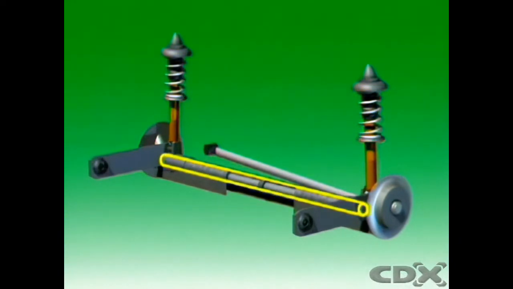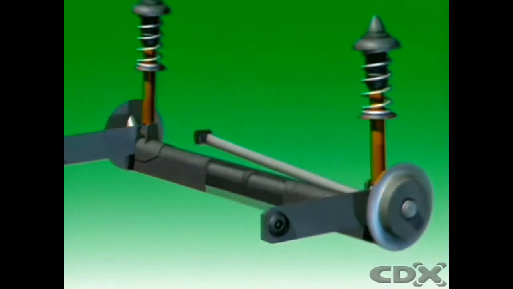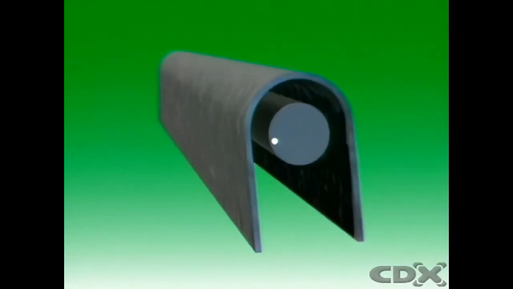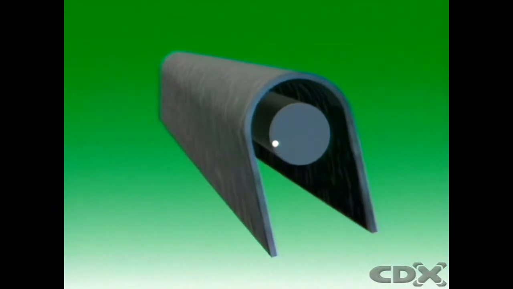The torsion bar is connected between the left and right wheel units, and deflection of the wheel on one side causes the axle and its torsion bar to twist together.